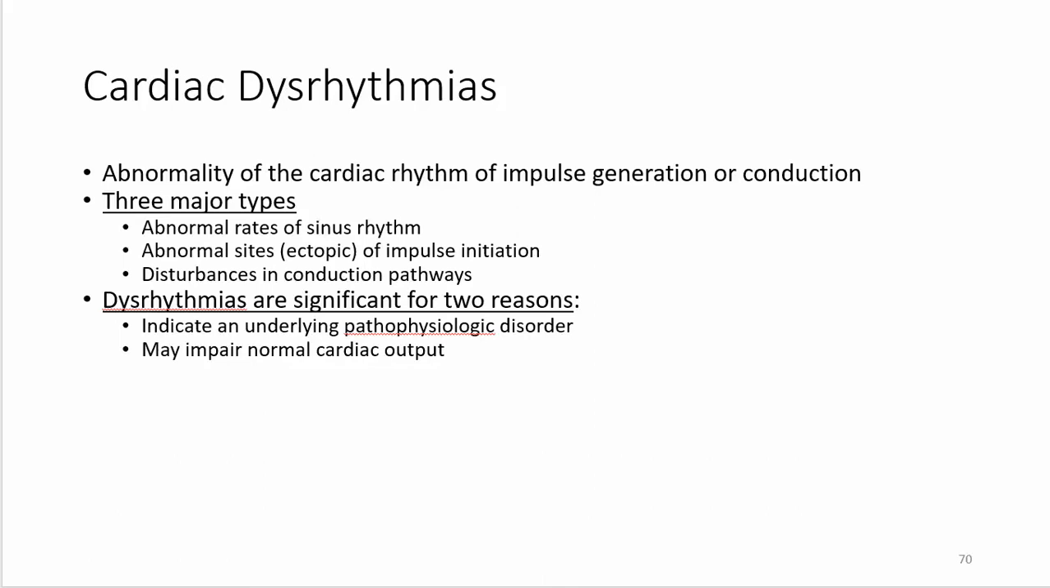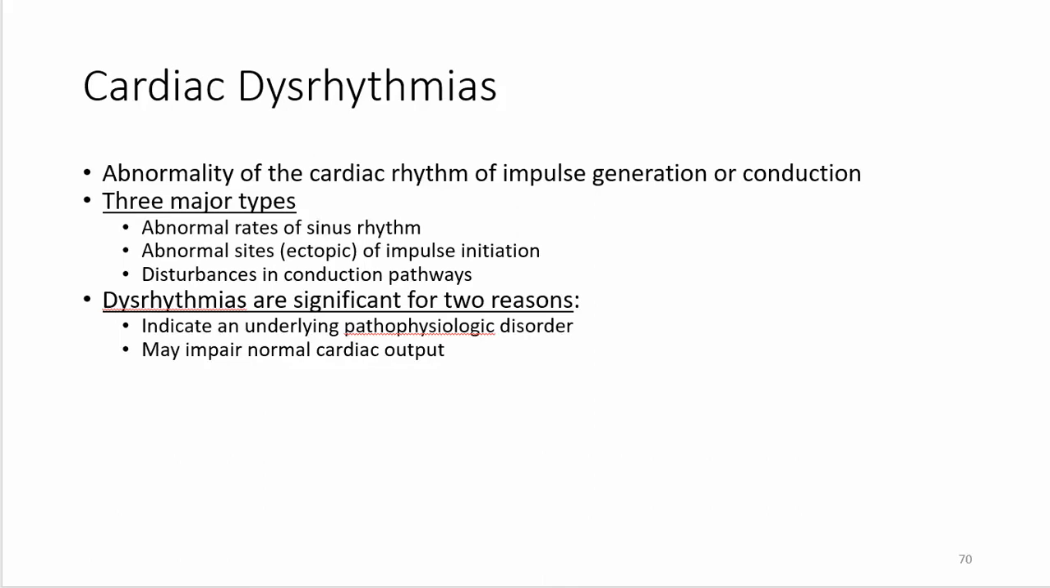One is abnormal rates of the SA node. So it's firing too fast, too slow, inappropriately, irregularly. So it would be some sort of abnormal sinus rhythm rate, and that's generated by the SA node. Another is ectopic impulse initiation. So the impulse is not being generated by the autorhythmic cells of the sinoatrial node, but from someplace outside of that.